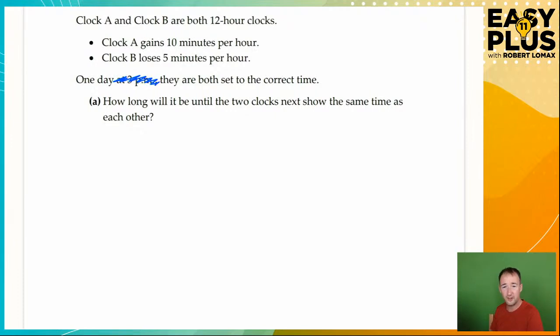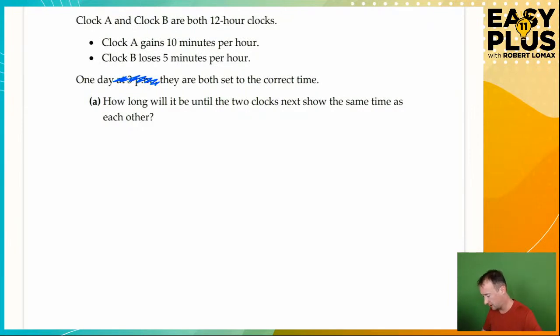One day they are both set to the correct time. How long will it be until the two clocks next show the same time as each other? Now this looks like an absolutely fiendish question because it might be months before they show the same time as each other. It's really hard to know. You've got one clock that's going faster and faster and one's going slower and slower. How can you find when those hands meet for the minute hands and for the hour hands, so they're showing the same time?